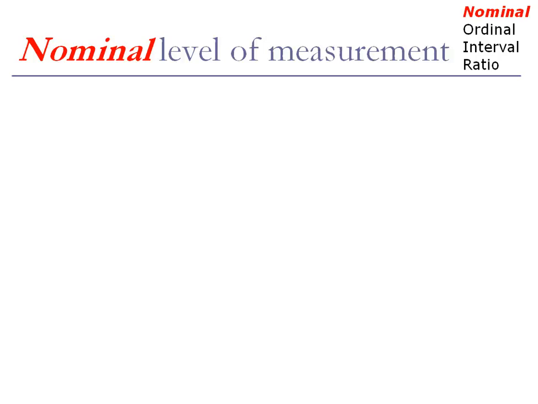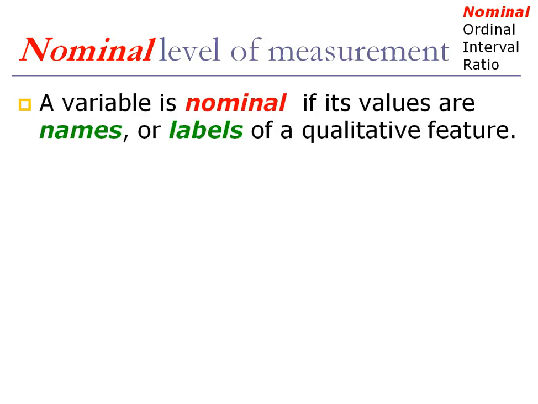So we'll begin with the nominal level. Here is a quick definition. A variable is nominal, or at the nominal level, if its values are simply names or labels that we are applying to a qualitative feature that we're using to distinguish.